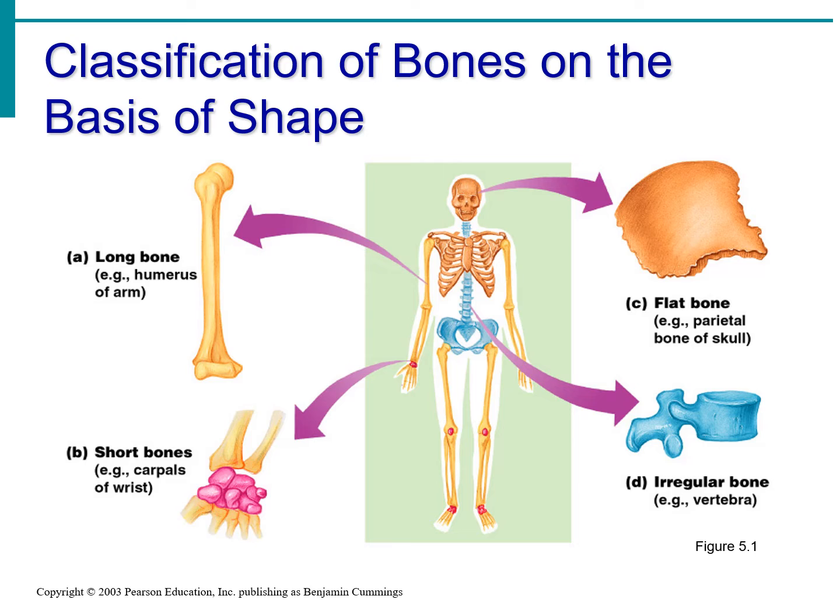Classification of bones on the basis of shape: long bones, you can see the humerus of the arm; short bones, you can see the carpals of the wrist; flat bones, you can see the bones of the skull, the parietal; irregular bones, you can see the vertebra.